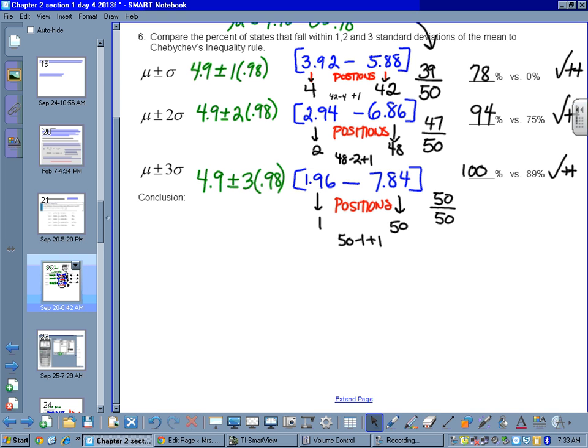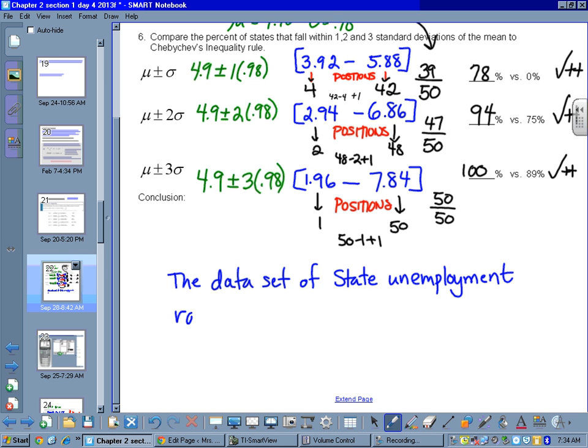So what is my conclusion? The data set of state unemployment rates, and I believe this is in 2005, exceeds Chebychev's inequality rule.